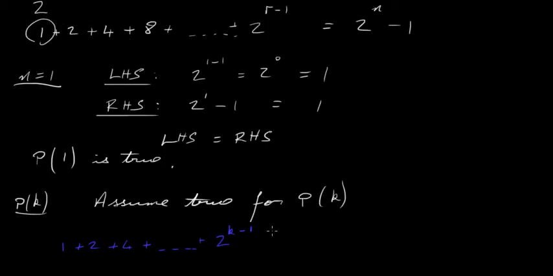We're assuming that on the left hand side we have this, on the right hand side we've got 2 to the power of k, and then minus 1 here. So we're assuming that this is true.